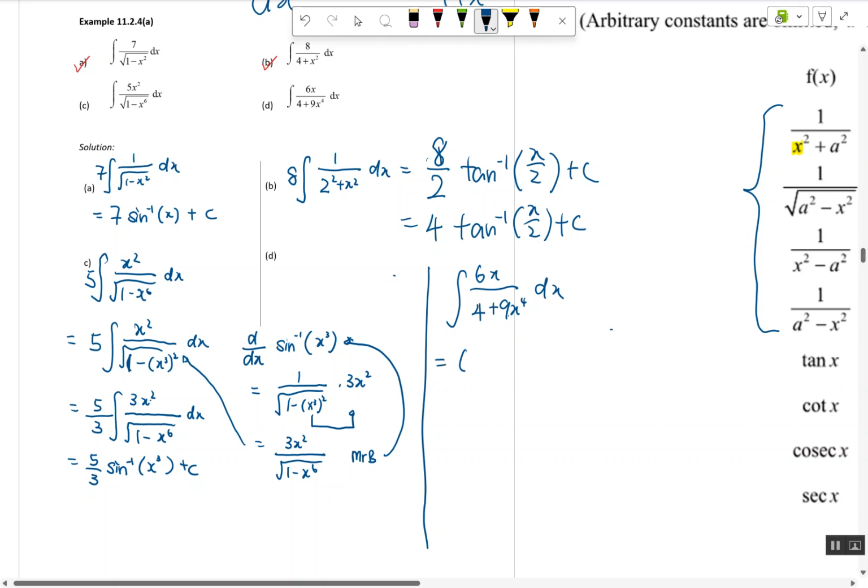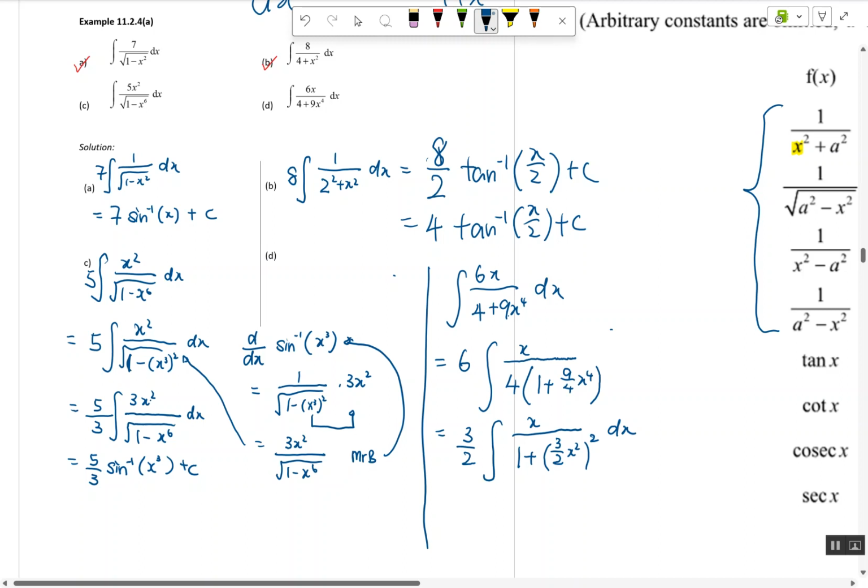No. So let's try to take out the 6 first. x over, so if this is 4, it's a little bit harder to do. Make sure it is 1 first. But if you want to make sure it is 1, you need to take out a 4 here. 1 plus 9 over 4 x to the power of 4. This way. Take out the 6 over 4, that will be 3 over 2 on the outside. Integral of x over 1 plus. Now, if I want to put this in the bracket, what am I going to get? 3 over 2 x squared dx.